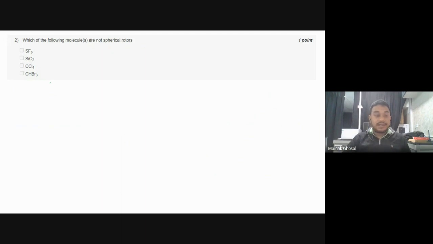So this is the second question. Which of the following molecules are not spherical rotors? SF6, SiO2, CCl4 and CHBr3. Which of the following are not spherical rotors?